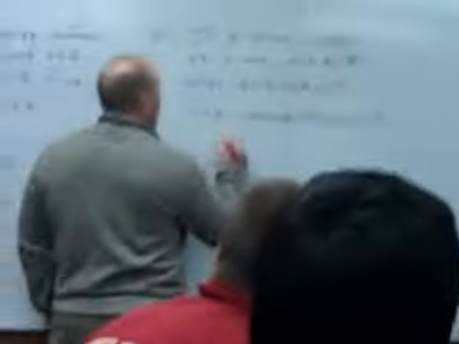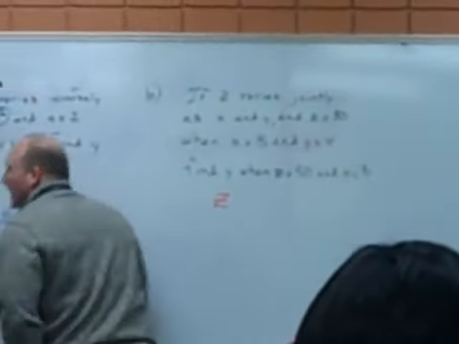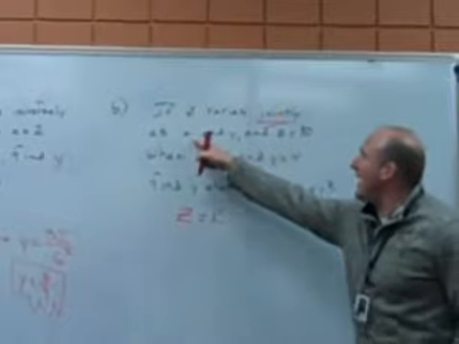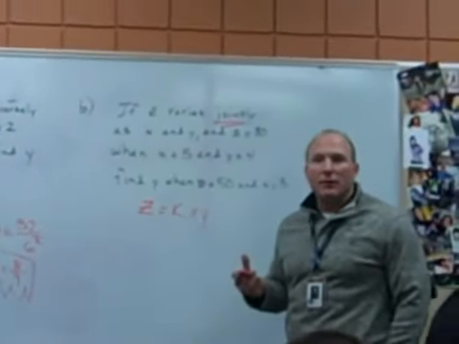Z varies. What am I going to write now? Z equals K. Now it says jointly. I better have 2 other letters, X and Y. How many of you can do it from here?